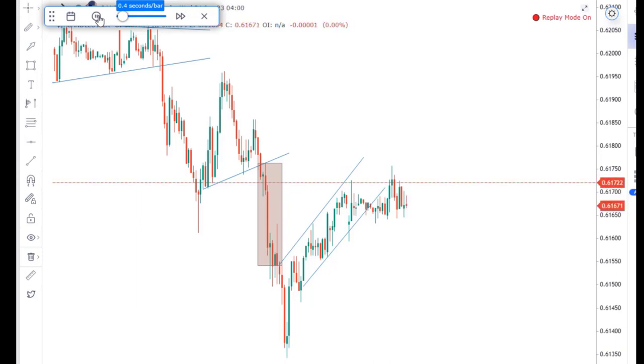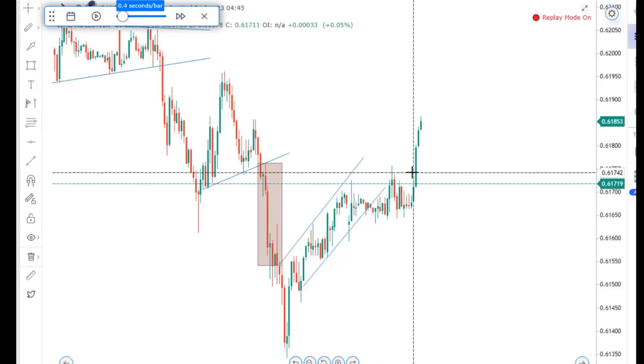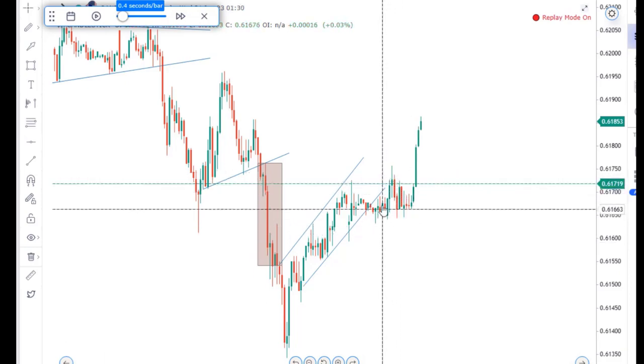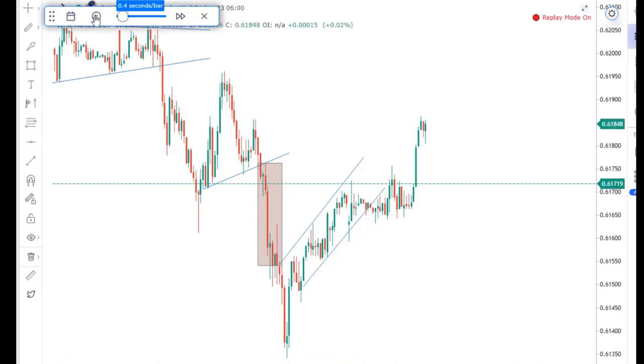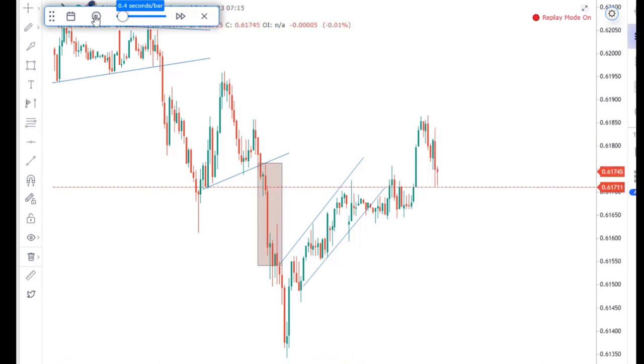Okay, look at that, guys. Right, it moved. Okay, our stop loss got hit, right? Stop loss got hit here because price actually moved a little bit back, and then there was a strong up move. So that is it, our stop loss got hit, and that is how trading is.